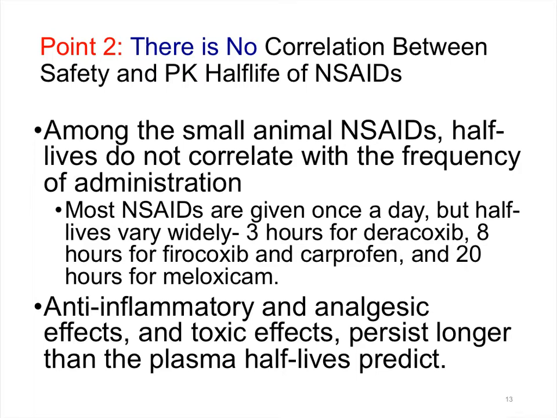Now in point 2, I want to address the concept of a washout, that there's some magical time period between which two NSAIDs might be given. First of all, there's no correlation between the safety of a drug and its pharmacokinetic half-life. Half-lives don't correlate in most cases in small animal medicine with the frequency of administration. Most NSAIDs are given once a day, but half-lives vary between 3 hours for daracoxib to 8 hours for firocoxib and carprofen, and even longer for meloxicam.